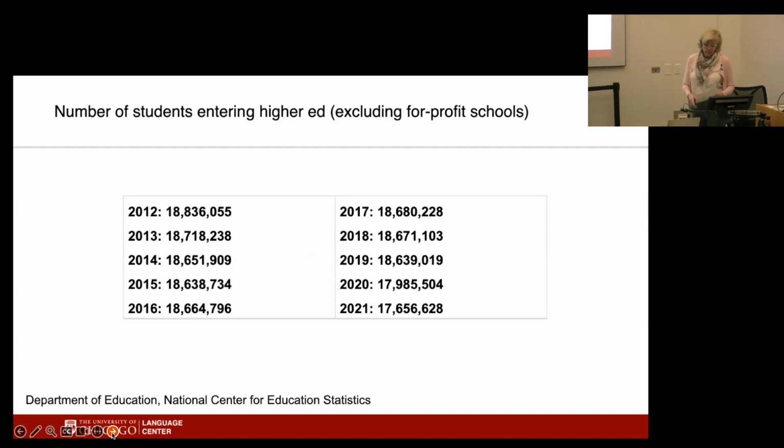This is data from the Department of Education. This is just the numbers of students entering higher ed, deciding to go to college. You can see that in 2018, it started to drop. This is pre-COVID. Keep in mind that it continued in 2019. And now you see the big drop in 2021. 1 million students either didn't enter or stepped out of college for all kinds of reasons. And we're still living in the aftermath of that. And this will probably also continue.